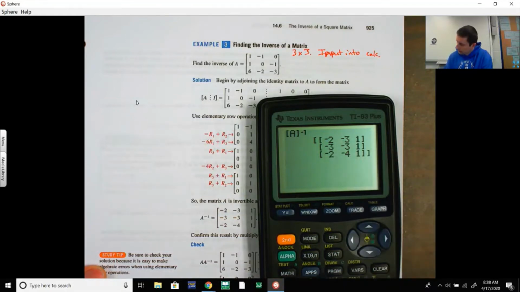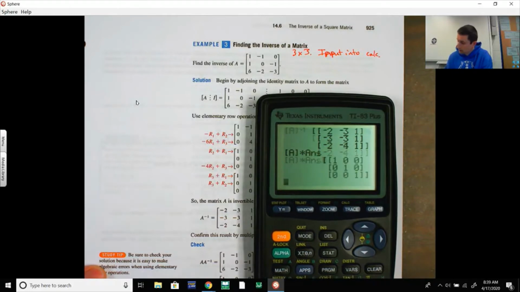If you want to check it, go back and say, okay, I want to take matrix A times my last answer. So matrix A times my last answer, you should get the identity matrix.